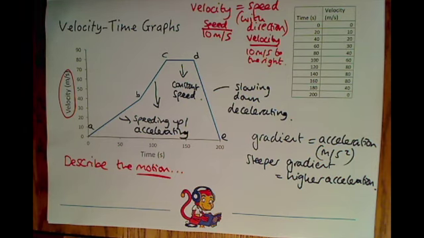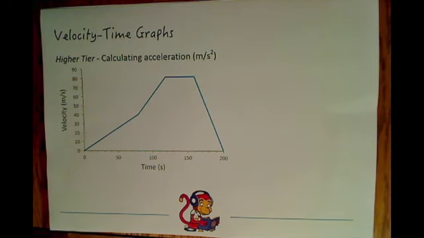The next few minutes will be about the higher content. Okay, so this extra bit is for higher tier only. We said earlier that the slope of the line, or the gradient, tells us the acceleration of the object, and for higher tier we just need to be able to calculate that.